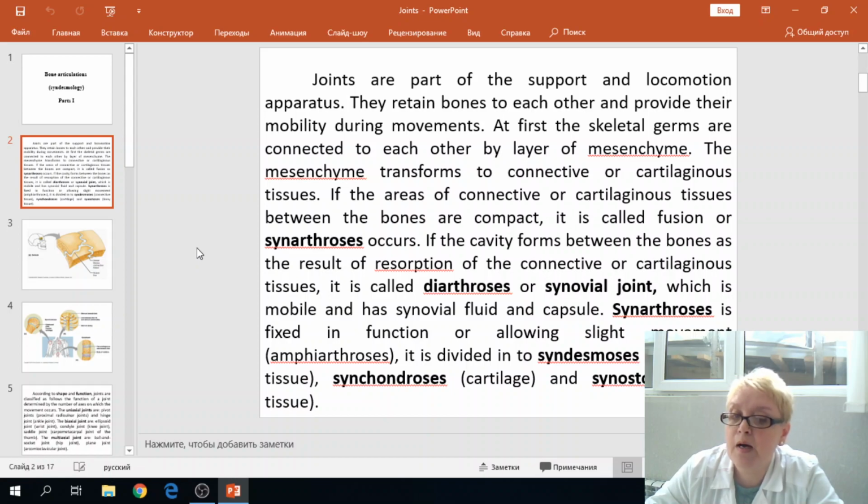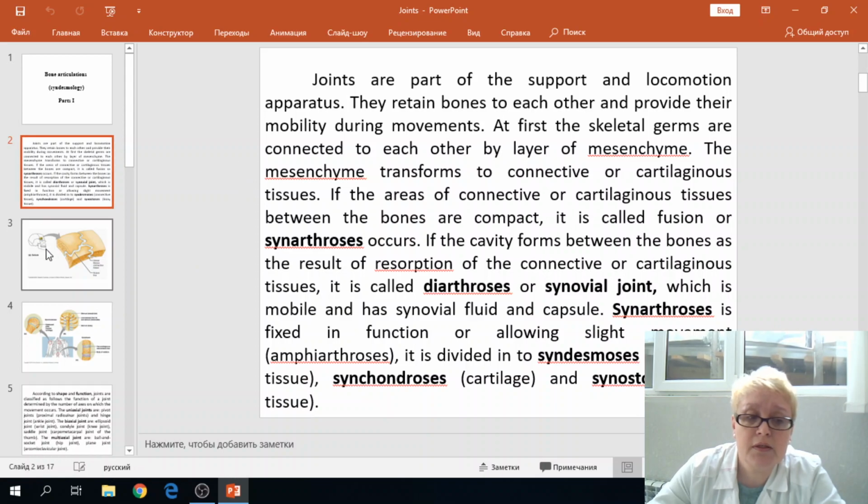For example, the amphiarthrosis is the interosseous membrane. The synarthroses, which are immobile, are divided into syndesmosis, when between the bones we have fibers of connective tissue, and synchondrosis, when between the bones we have cartilaginous tissue, and synostosis, when bones are fused with each other.